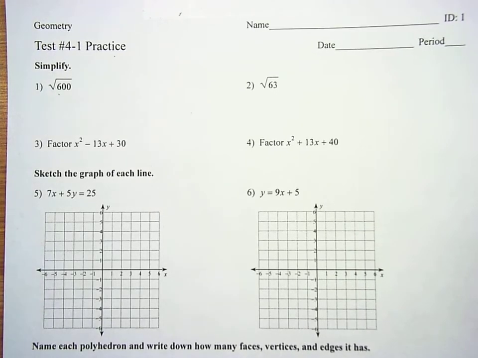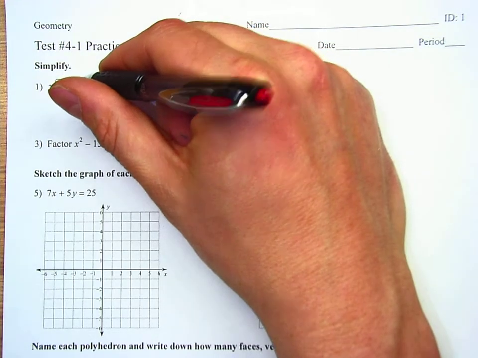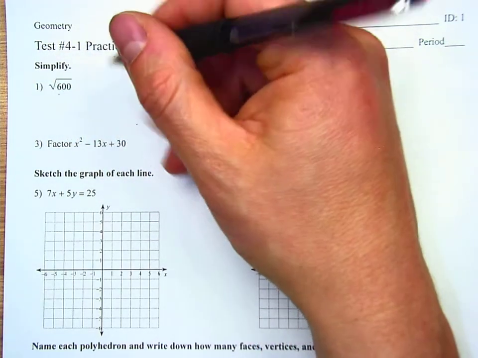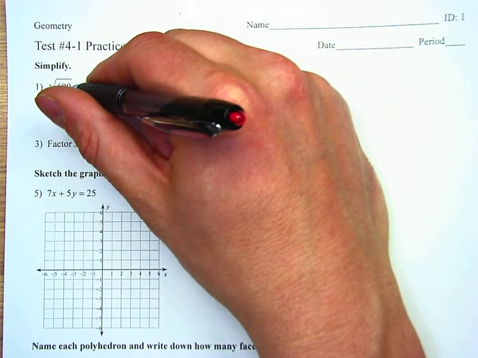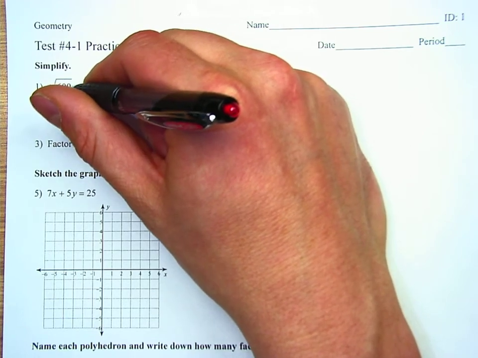Let's begin. Question 1. Simplify the square root of 600. So what I'm looking to do here is to reduce this root into a perfect root and a non-perfect root, or a composite root and a perfect square.